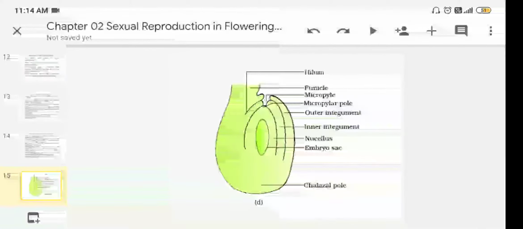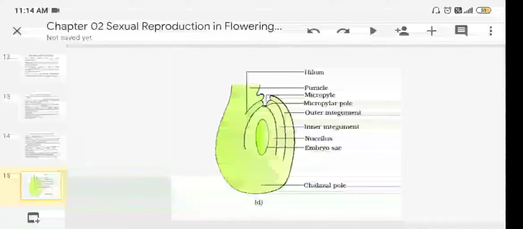You may see the typical structure of an ovule. Here you may locate, this is the typical anatropous ovule, orthotropous, campylotropous. These are the different categories of ovules which you may get from any reference book.